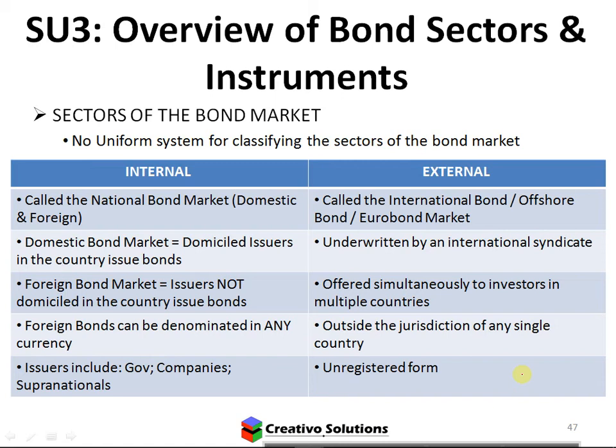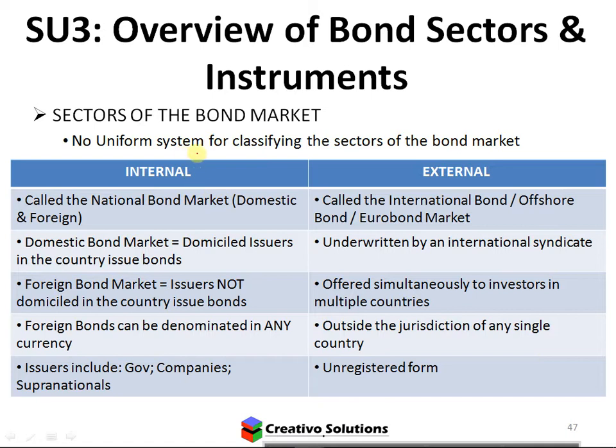Right, so what types of sectors do we get? There are a lot of different sectors in the bond market. There's no uniform system for classifying the sectors. I haven't seen too many questions about the sectors. They talk about the national bond market, domestic and foreign. They talk about international bonds, offshore.